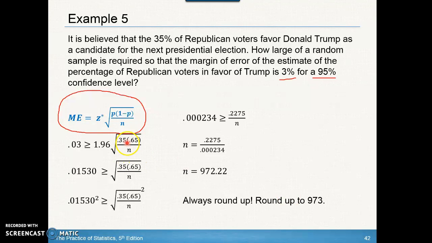Because think about this: if this is smaller, it makes this number here larger, which is going to make your whole margin of error larger. But if you round up, it makes this smaller because I'm dividing by a larger number, and it makes your margin of error smaller.